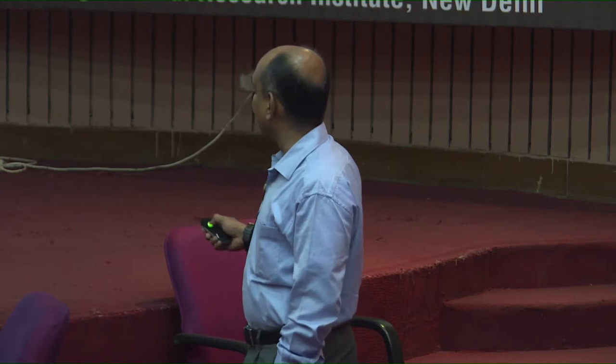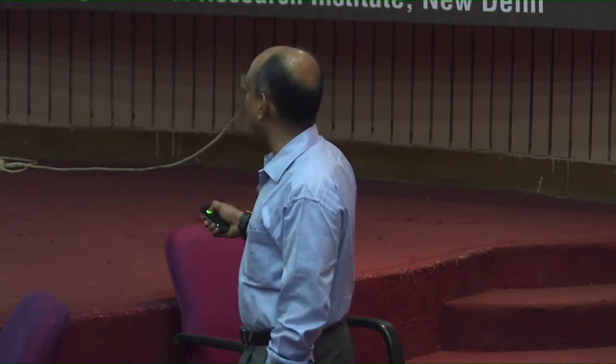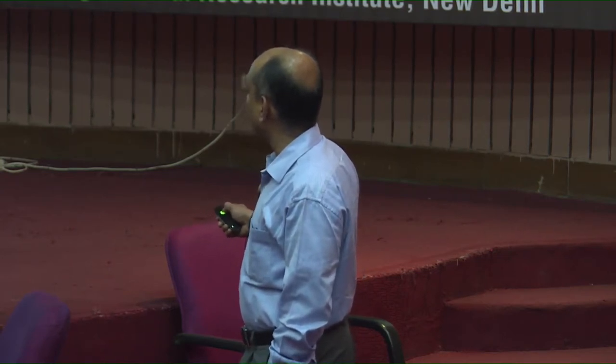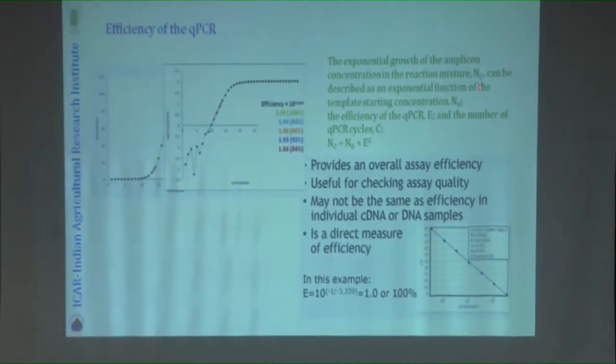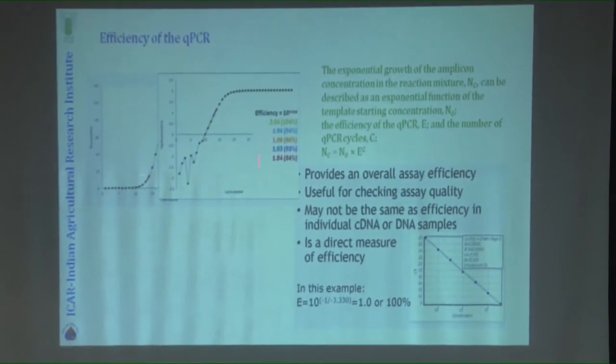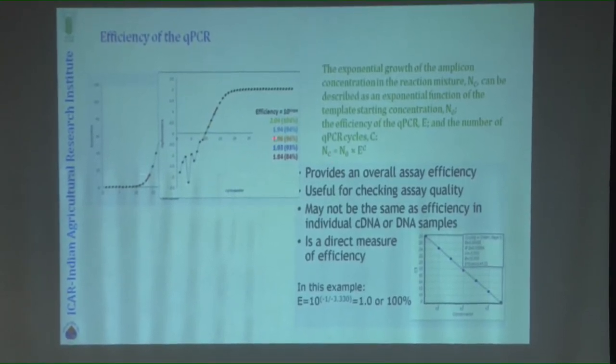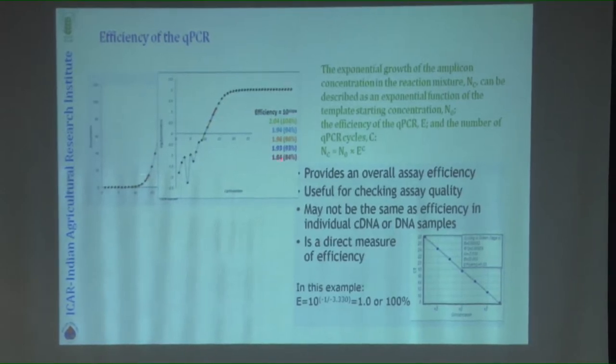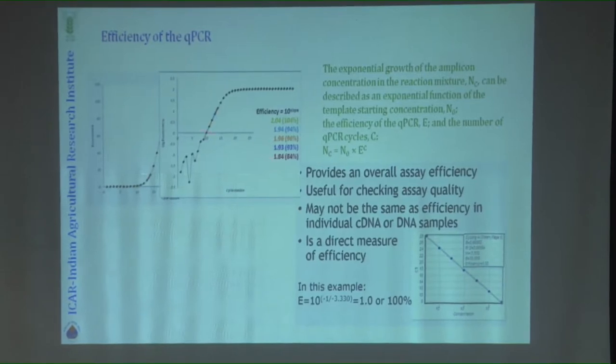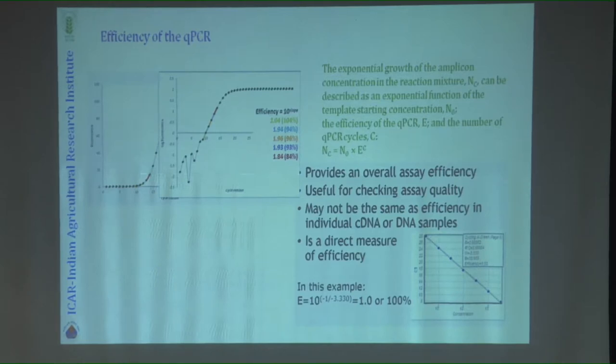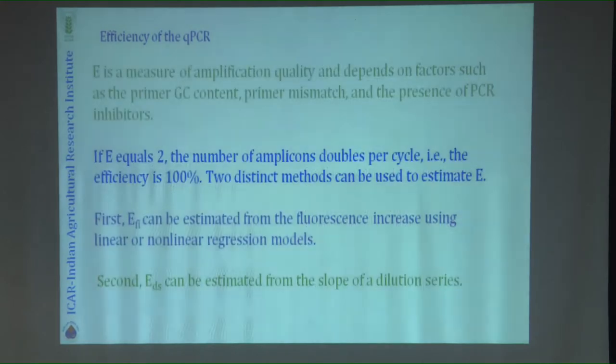So theoretically, what we desire is that we should calculate them. The exponential growth of an amplicon concentration in the reaction mixture can be described as an exponential function of the template starting concentration. So this is what you have to measure. Theoretically, in the beginning, it may look like 2.04. It may be even more, but slowly it goes down to 1.84. So there is a reduction in the percentage because the reaction accumulates a lot of inhibitors, and the polymerase may not be efficient. So there are all these other factors which you need to consider.